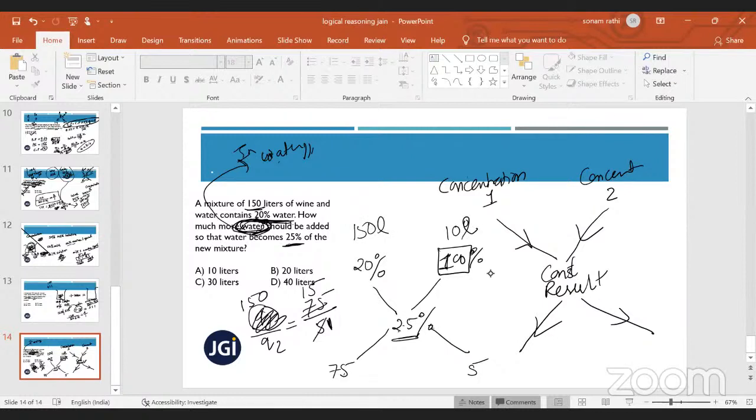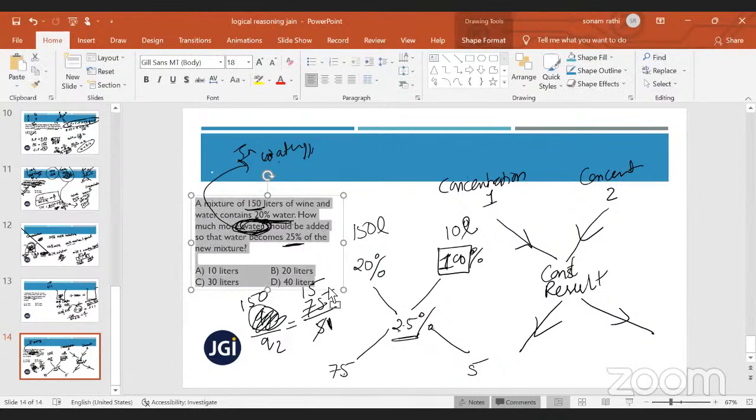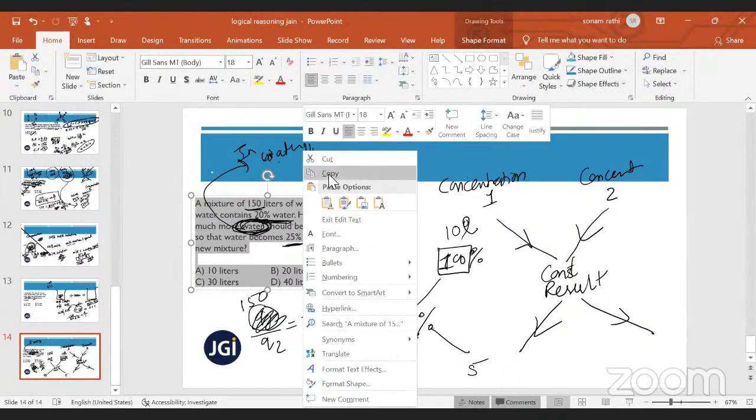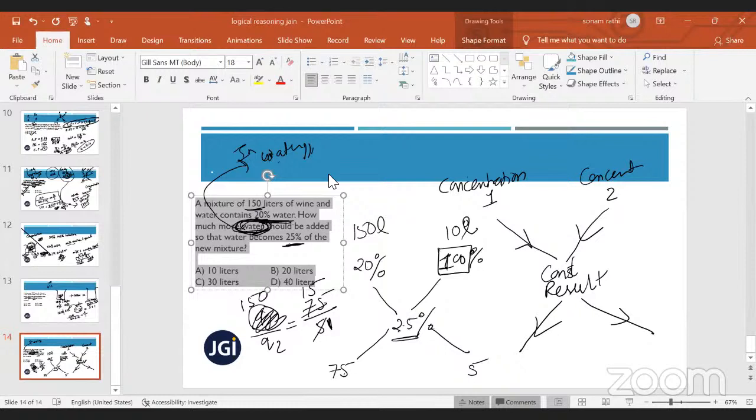So like this. Did you get it? How we have done it with the alligation? Or should I show you one more time? Okay, I'll show you one more time.